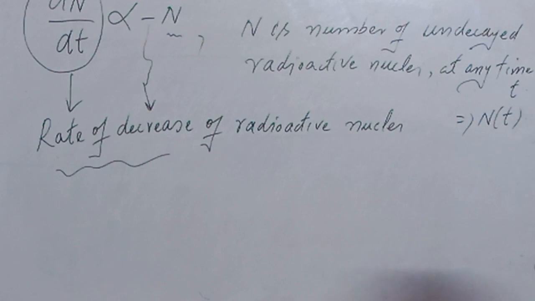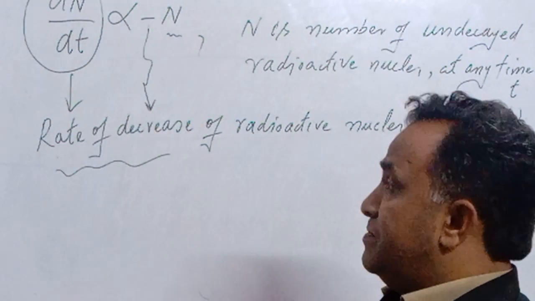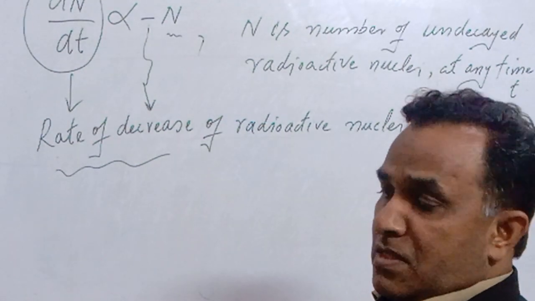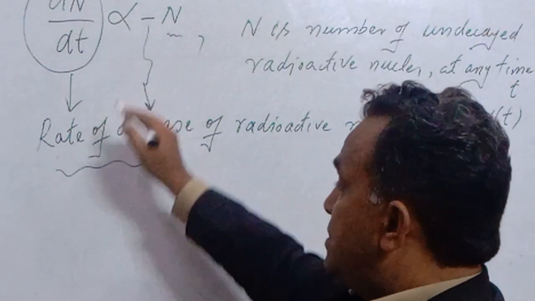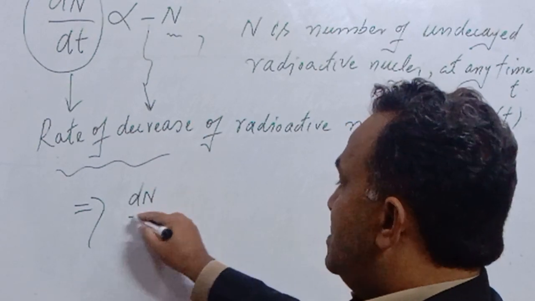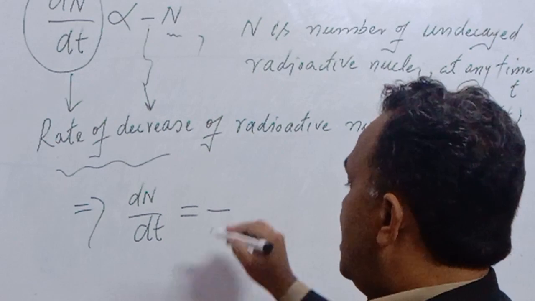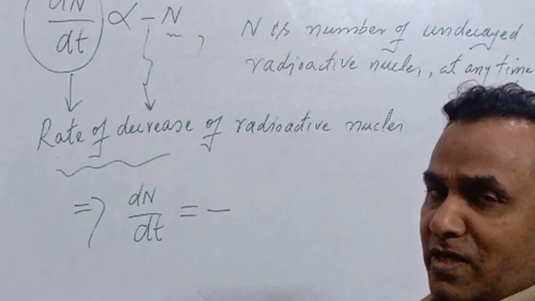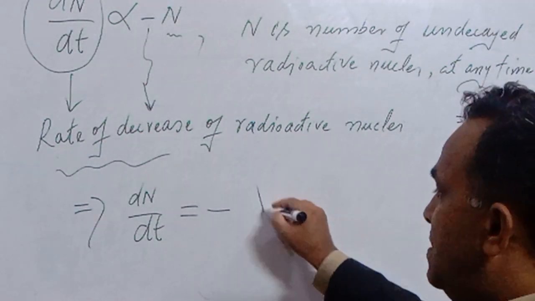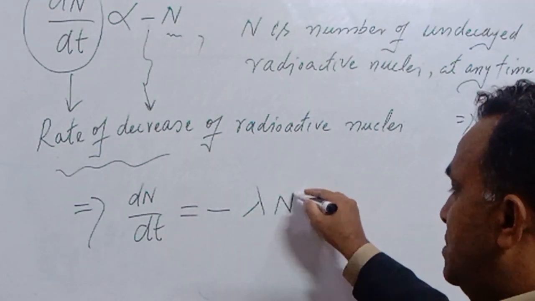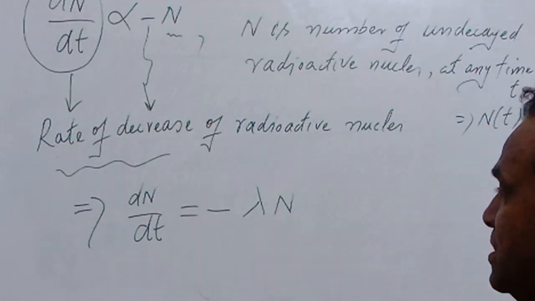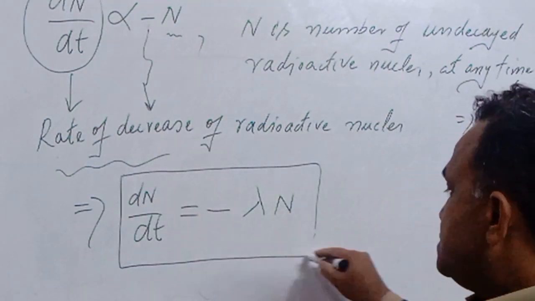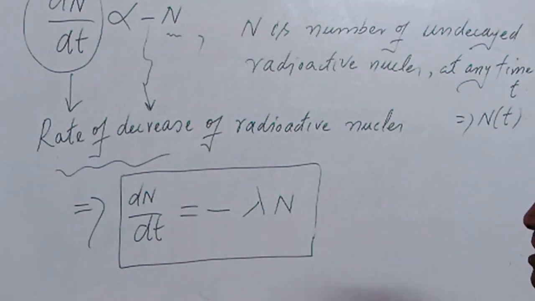Okay, so here this proportionality sign can be removed by involving a constant of proportionality. So in this equation we will get dN over dt equals, let's say, a certain constant of proportionality, which can be named as, let's say, lambda, into capital N. So this way we will get a differential equation, because this involves a derivative of capital N with respect to time t.